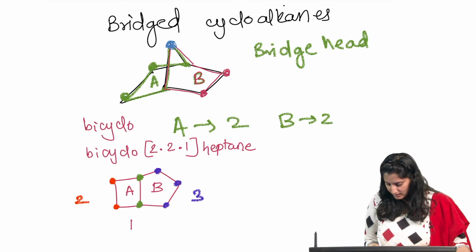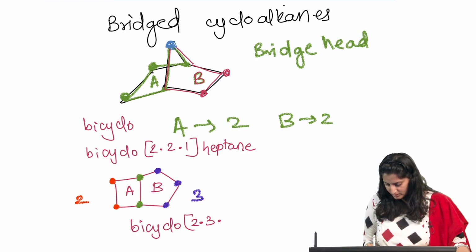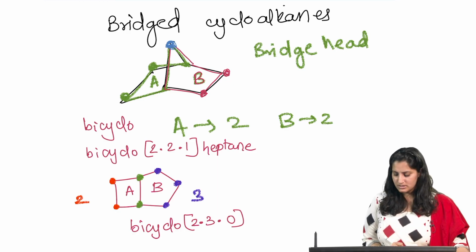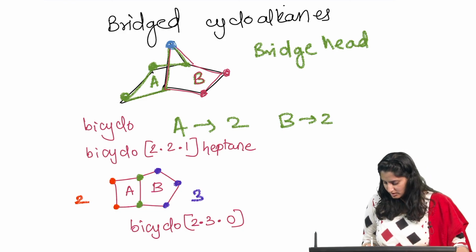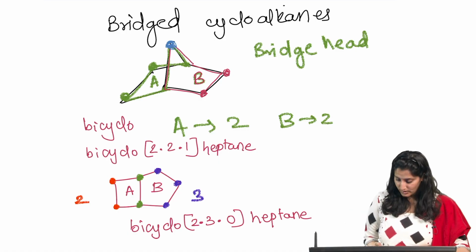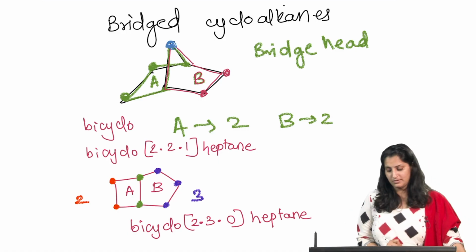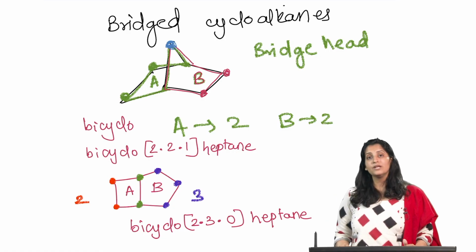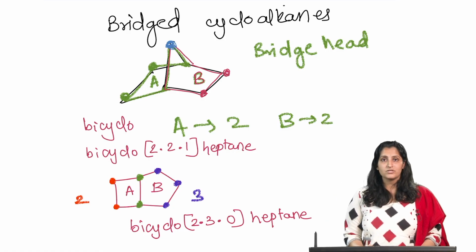So, this will be called bicyclo[2.3.0] because there are 0 carbons on the bridge, heptane, because if you count the total number of carbons, you have 7 carbons again, 1, 2, 3, 4, 5, 6, 7 carbons. Okay. So, that is how we name the bicyclo compounds.